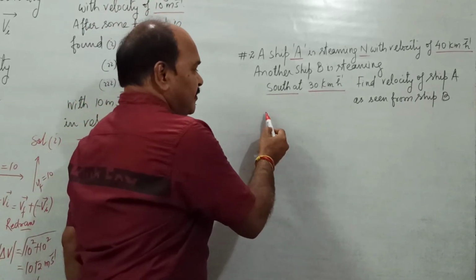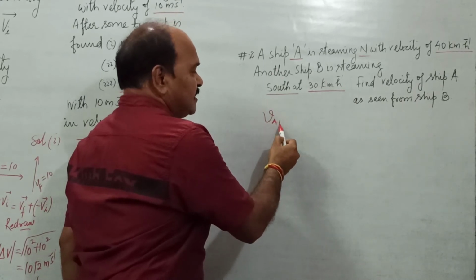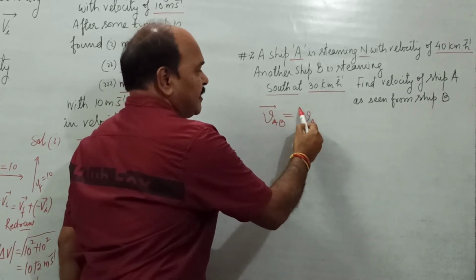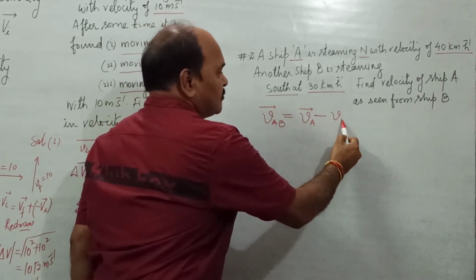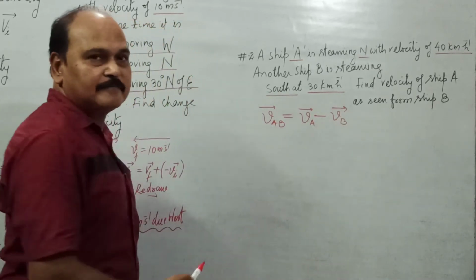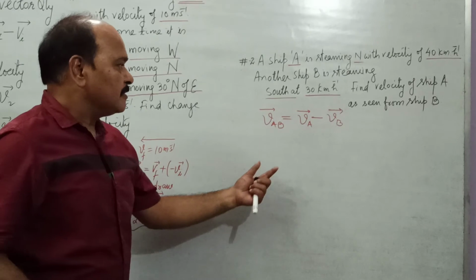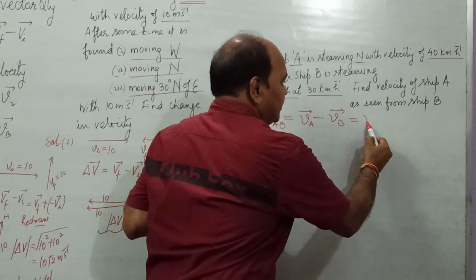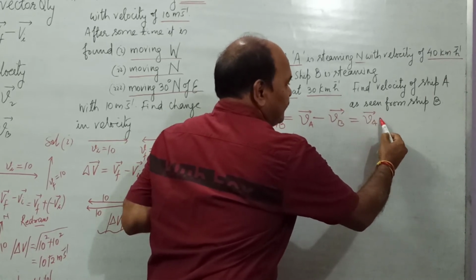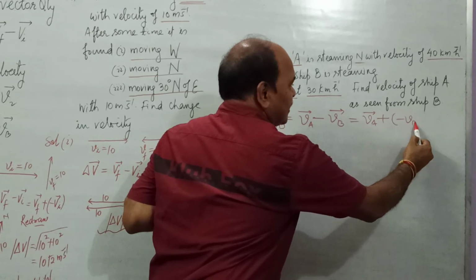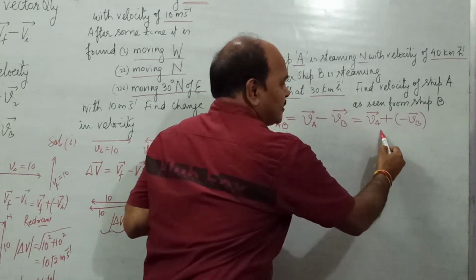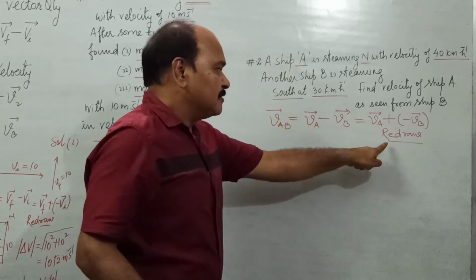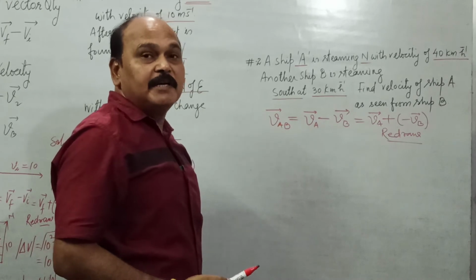So what is this? We are supposed to find out the velocity of A as seen by observer B. And this is the absolute velocity of ship A minus the absolute velocity of ship B. So let us find out this vector difference. This is VA minus VB. This VA minus VB is nothing but VA plus minus VB vector. Let us redraw these vectors. Well, we would be able to redraw these vectors once we know where these vectors VA and VB are.